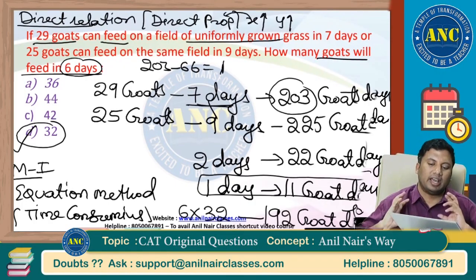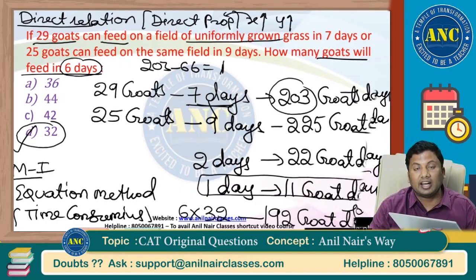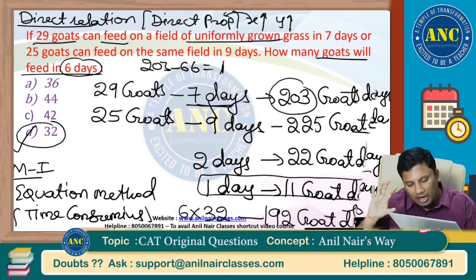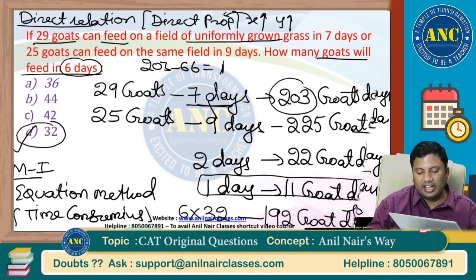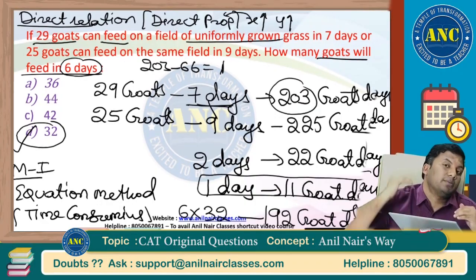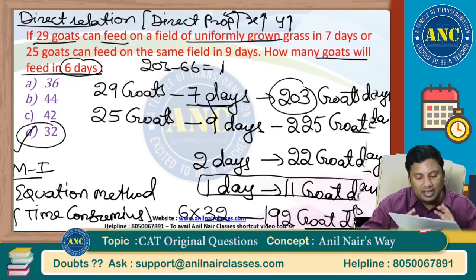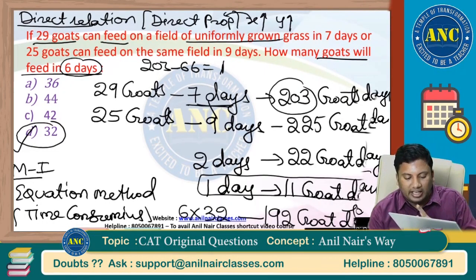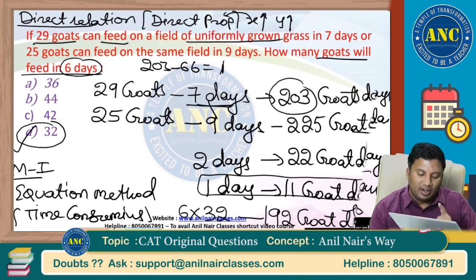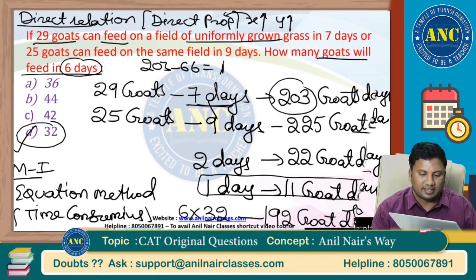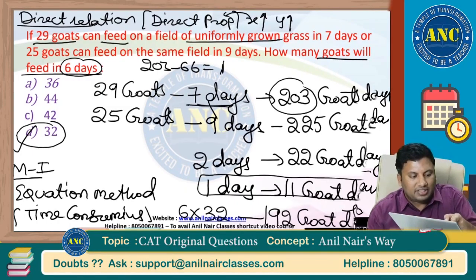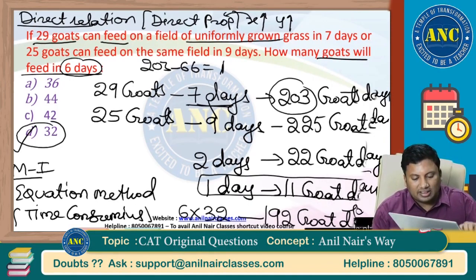25 goats can feed the same field in 9 days. In 9 days total, 225 goat days of work is done. 7 days became 9 days. That means if there are 2 extra days, 22 goat days of extra work is done. In 1 day, the extra work done is 11 goat days.